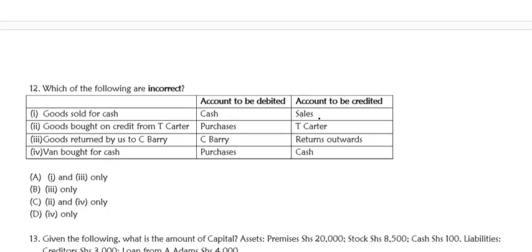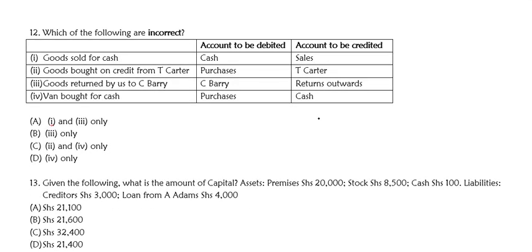Which of the following are incorrect? Goods sold for cash. When you sell goods for cash, you debit the cash account and credit the sales account. This is correct. Goods bought on credit from T Pata. Debit purchases, credit T Pata. That is correct.